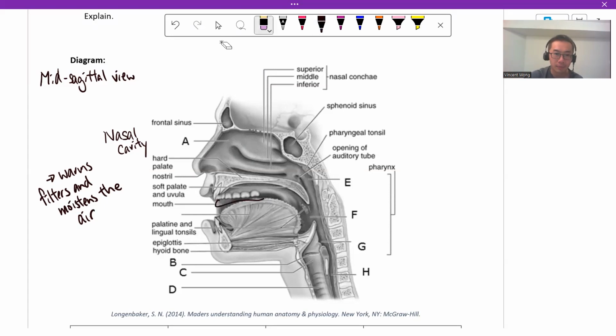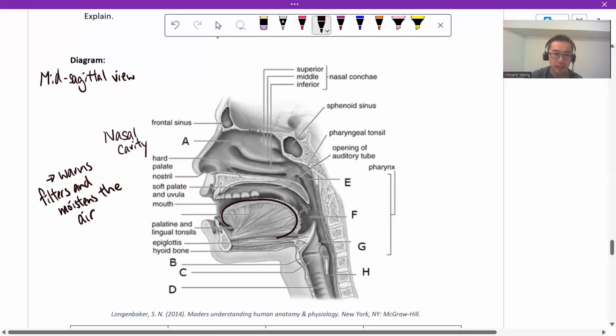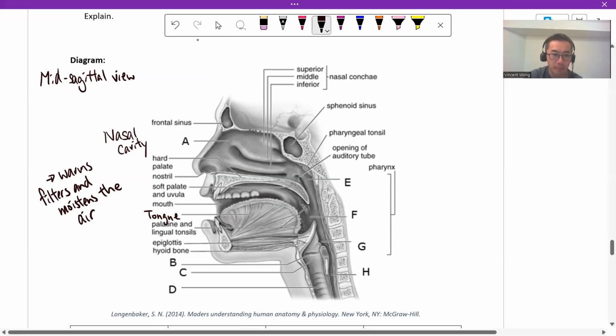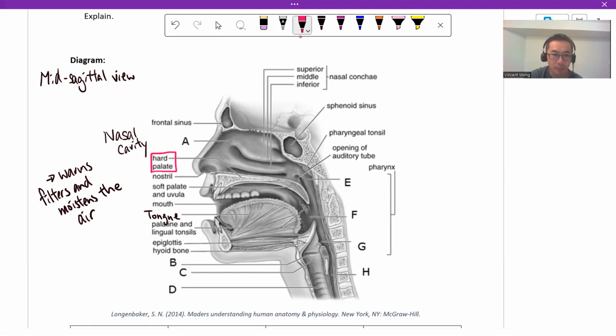Now this is your mouth. This big thing here, it's the tongue. Okay, I know it's not labeled, but here, let's just put the tongue. There. This whole thing is the tongue. Okay, it's really strong muscle there. Now, if you push your tongue up, it feels hard, right? That is the hard palate. Hard palate is this bone right here. There are actually two bones there. And that separates the nasal cavity from the mouth.